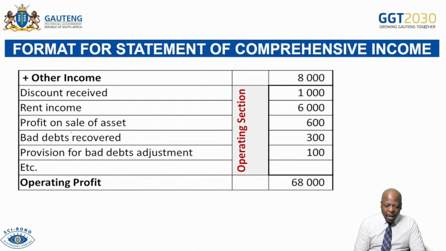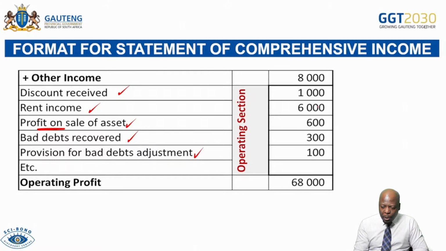And then you have your other income. On your other income, you can have quite a number of items that can be recorded there. For instance, here you see I have discount received, I have rent income, profit on sale of an asset. I'm going to touch on that aspect today, because whenever you have challenges with your fixed assets, you need to polish them when there is still time, so that you can be able to calculate either a profit or a loss on the sale of an asset. In today's class, I'm going to show you when we dispose an asset. And then we have bad debts recovered, as well as provision for bad debts adjustment.